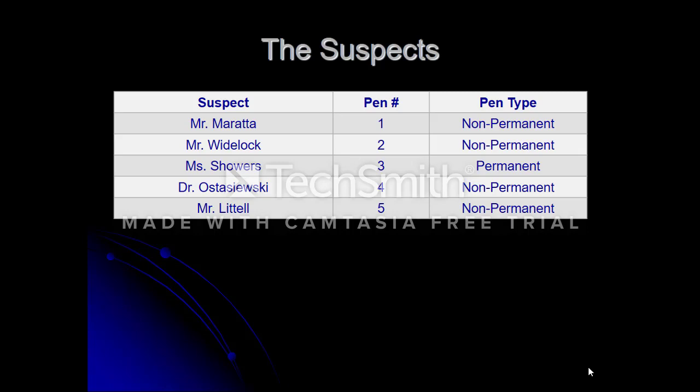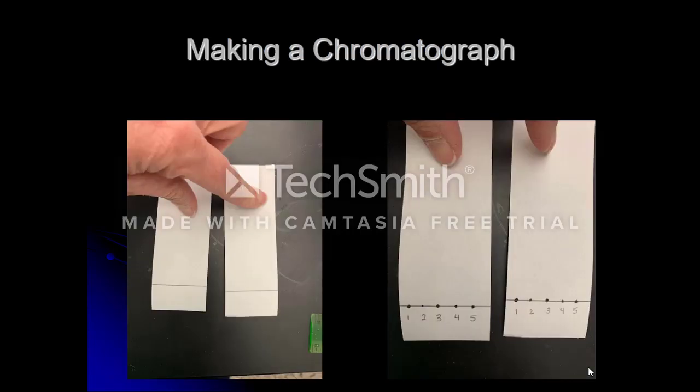Now here are your suspects. There's Mr. Murata with pen number 1, which is a non-permanent pen. Mr. Woodlock with pen 2, also non-permanent. Ms. Showers is pen 3. That's a permanent pen. I used a Sharpie. Dr. O is pen number 4, also non-permanent, and Mr. Littell is pen 5, which is also non-permanent. You'll need to write this down because you're going to have to figure out who done it.